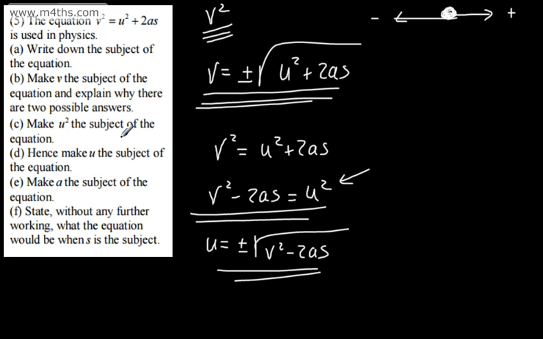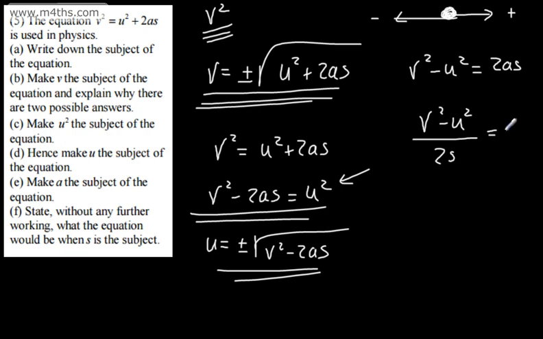Okay, now in part E we need to make a the subject. So I want all the terms with a on the right hand side, anything without on the left hand side. So we'll have v squared minus u squared is equal to 2as. I want to make a the subject. This is saying that 2 multiplied by a multiplied by s is equal to v squared minus u squared. All we need to do to isolate that term a and make it the subject of the equation is now divide by 2s.